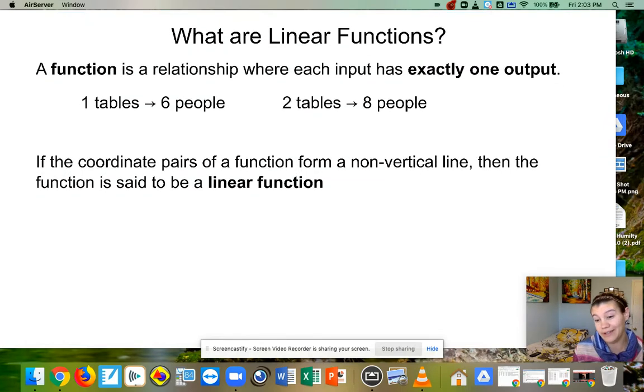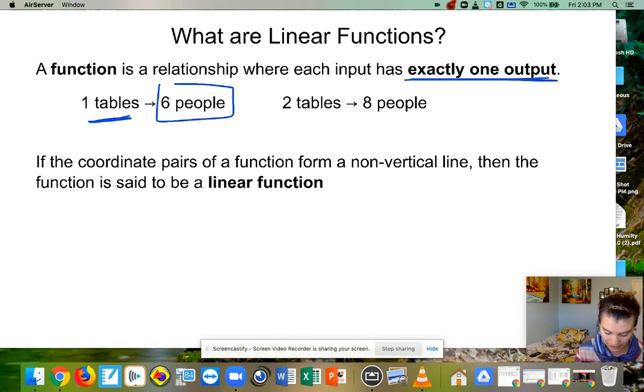All right, so what is a linear function? A function in general is some sort of relationship between two things where you have exactly one output. So you start with something you put in. So here we're starting with tables. Your output would then be your number of people. So like you can't have one table seat up to 6 people and also up to 8, because that would have to be 2 different sizes of tables. That doesn't make sense.